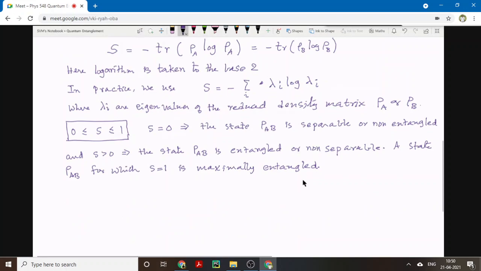Now note that all the above discussion is for a pure state Rho.